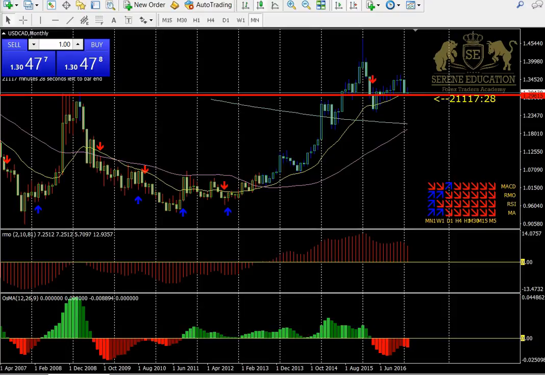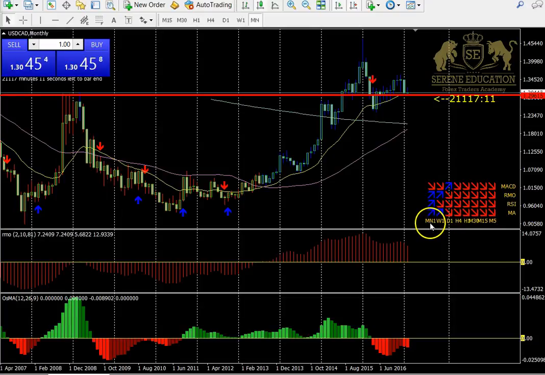Today is the 16th of February and I'm taking a look at the US dollar Canadian dollar on a monthly time frame using Serene Education's FX Ultimate 4 strategy. Here we can see by our matrix box we've almost got a perfect setup from the daily to the 5 minutes, and we can see that we are moving in a negative trend direction.